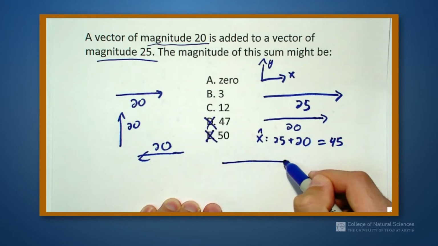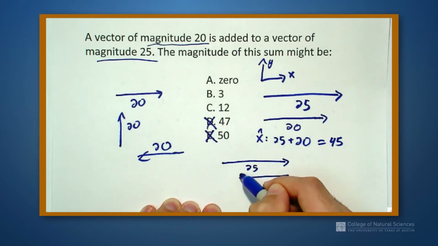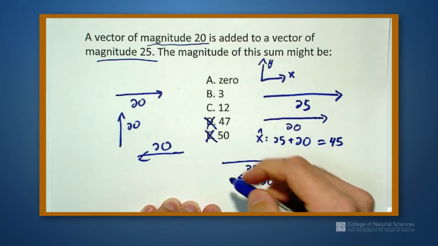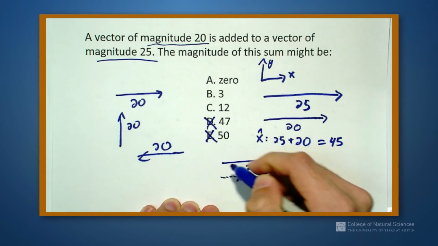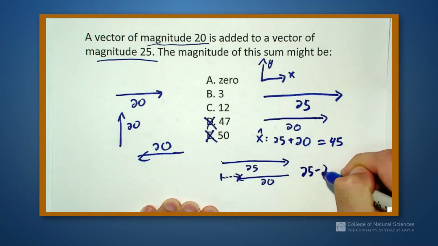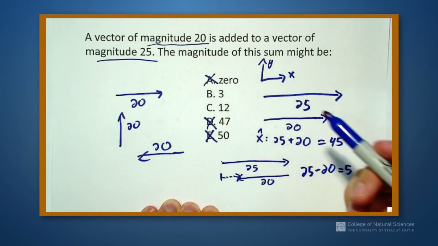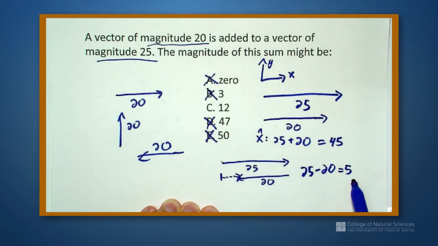I could also add them when I do 25, and then I would add the other one backwards of 20, which means my net vector would be the sum of these two. I go forward, back, I look at where do I start and how do I get to the end. So it would be a net vector of 25 minus 20, which is equal to 5, which means that is the shortest that I can get if they're exactly opposite of each other. So 0 doesn't work and 3 doesn't work because they're lower than 5.